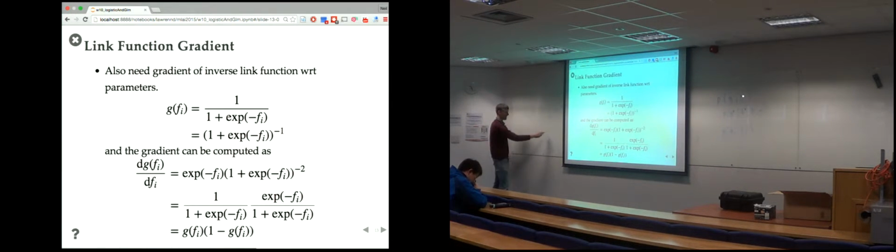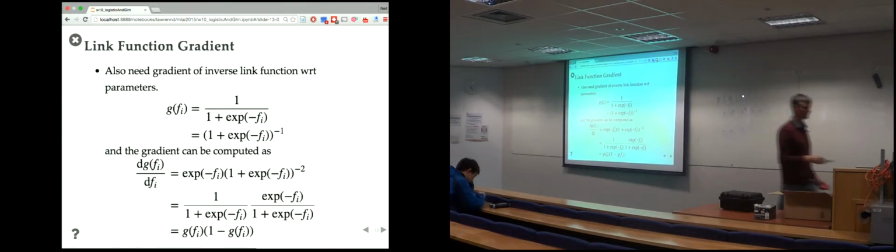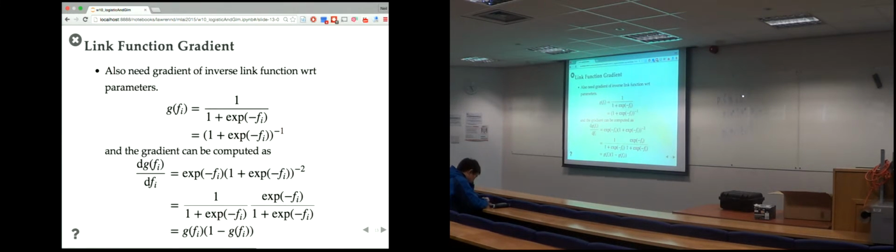Okay? And now that just gives me 1 plus e to the minus f minus 1 over 1 plus e to the minus f. So that's just e to the minus f. Have I done that? Yeah. So that's true. So that's e to the minus f over 1 plus e to the minus f. So that's the relationship between the two.